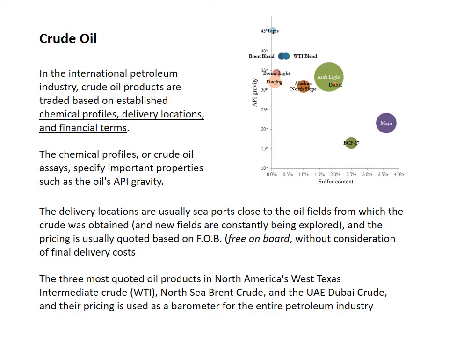And then another property of oil is the sulfur content, because many places in the world have air quality regulations that specify that sulfur needs to be removed from crude oil in the processing phase before it is used and before it is refined into gasoline or other products. And so you want to have as low a sulfur content as possible, ideally.